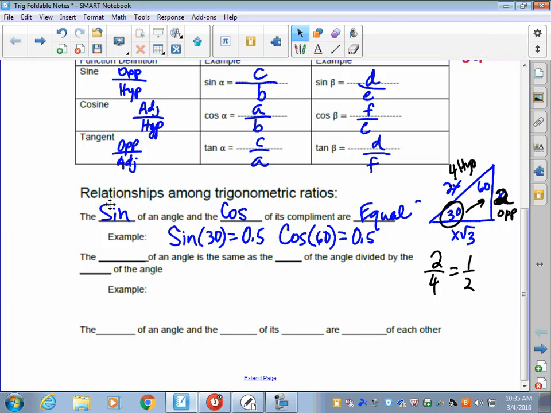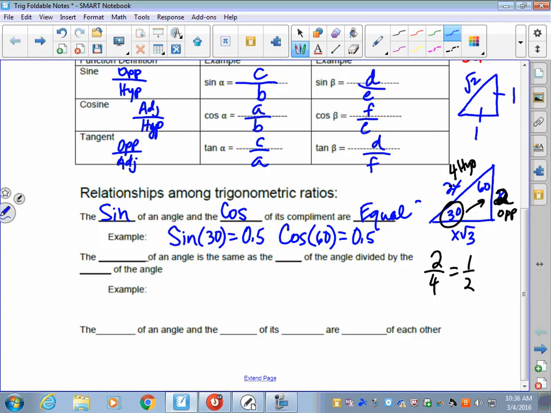But I would say 45. Okay, so it'd be 1 and what? No, because that's leg and leg. If it was 45, think about that. This would be 1, 1. This would be square root of 2. So it would be 1 over square root of 2.